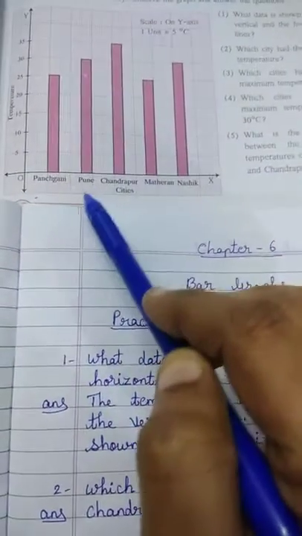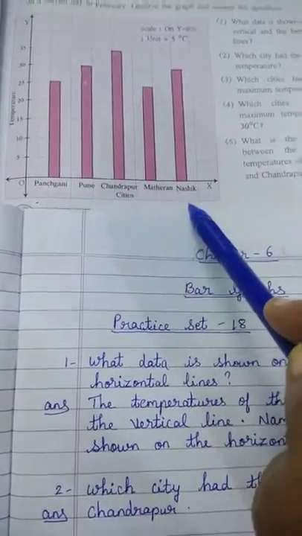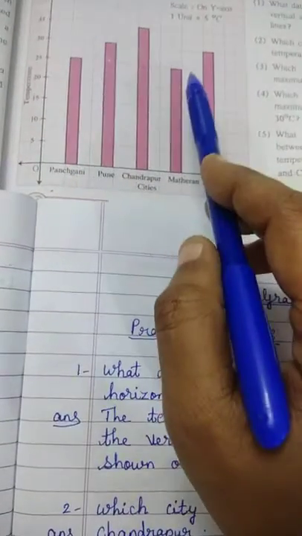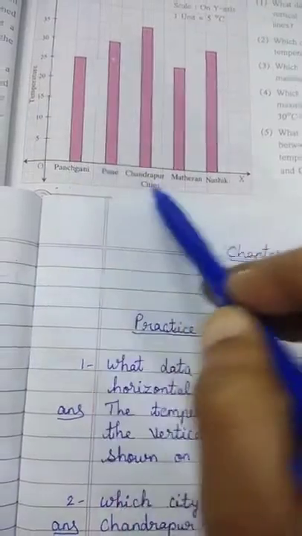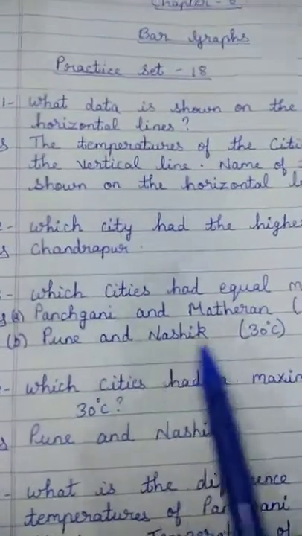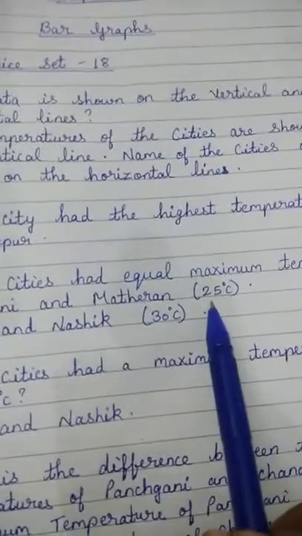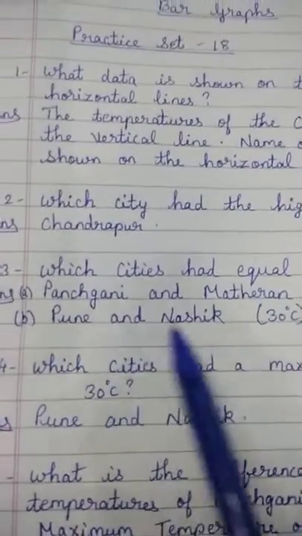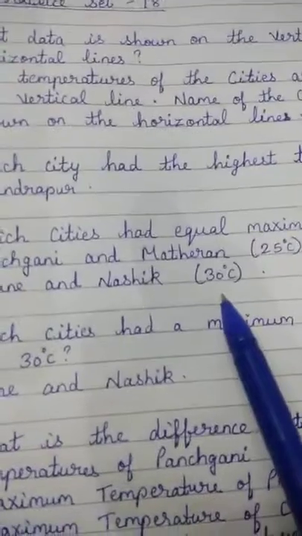Which cities? That is Pune and Nashik. And one more temperature is also shared, that is 25 and 25. That is Panchgani and Matheran. That means Panchgani and Matheran are at 25 degrees Celsius, which have the equal maximum. And Pune and Nashik have 30 degrees Celsius.